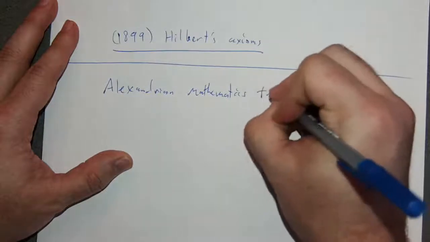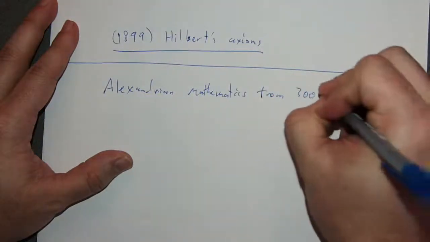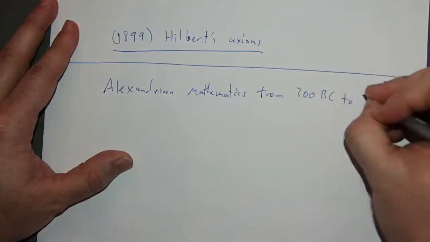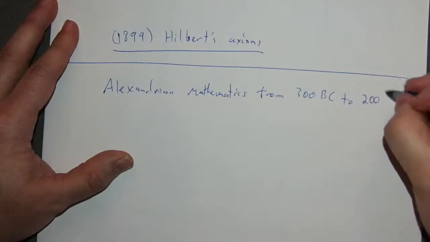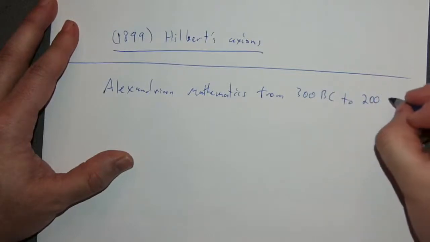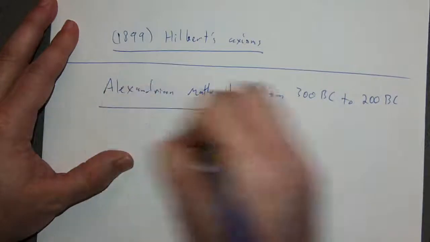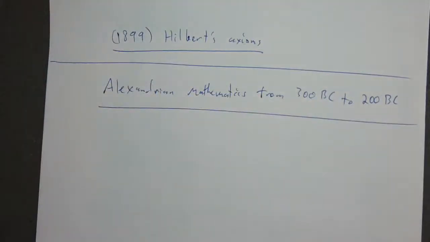From roughly 300 BC to 200 AD, or sorry, not 200 AD. We'll be skipping there in a little bit, but from 300 BC to 200 BC, there are a few names that pop up. These were students of the Alexandrian school.